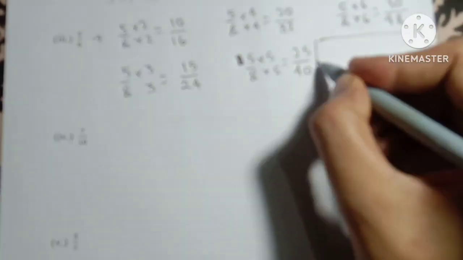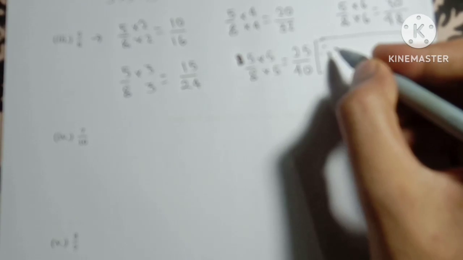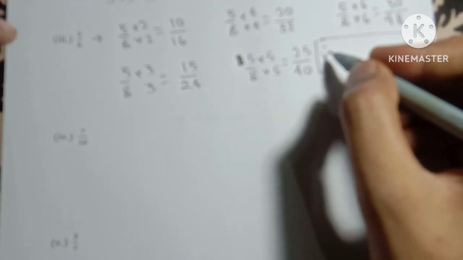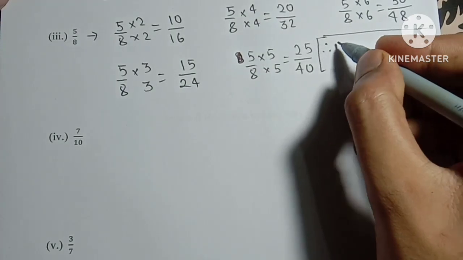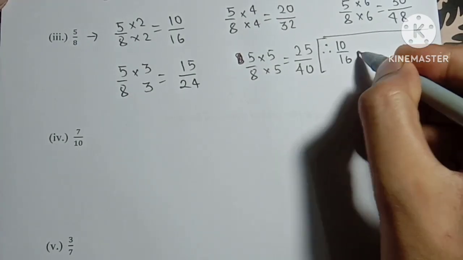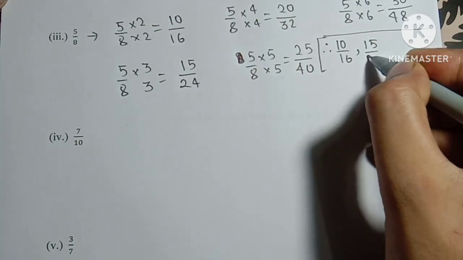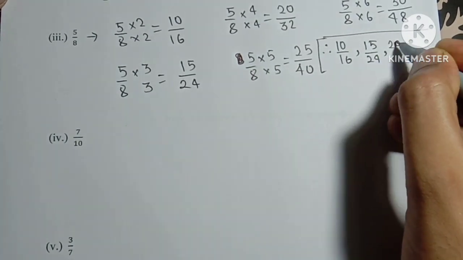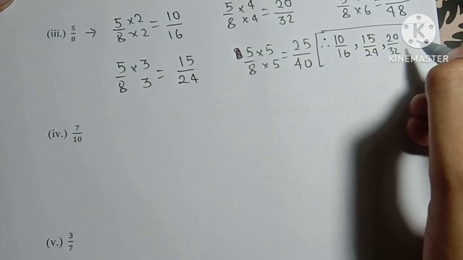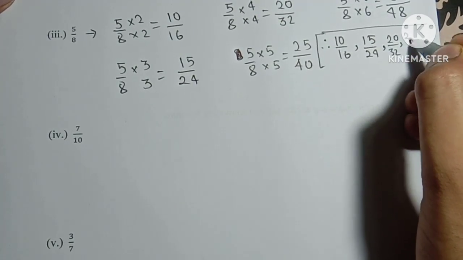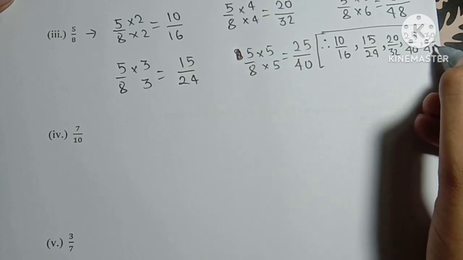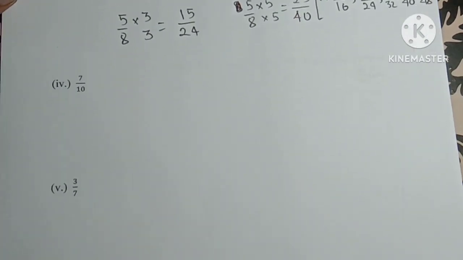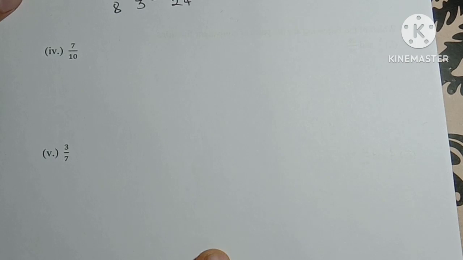Now in a summarized way we can write that the equivalent fractions of the given fraction 5 by 8 are 10 by 16, 15 by 24, 20 by 32, 25 by 40, and 30 by 48. Cool. Next is 7 by 10.